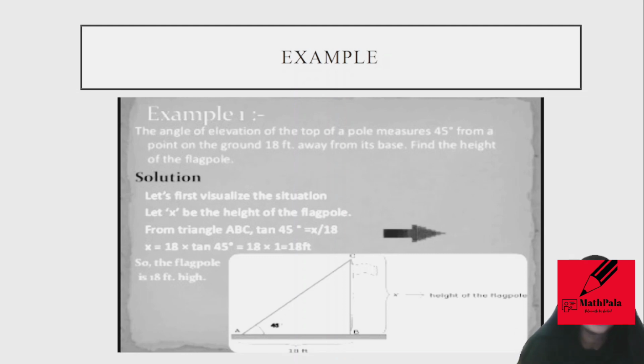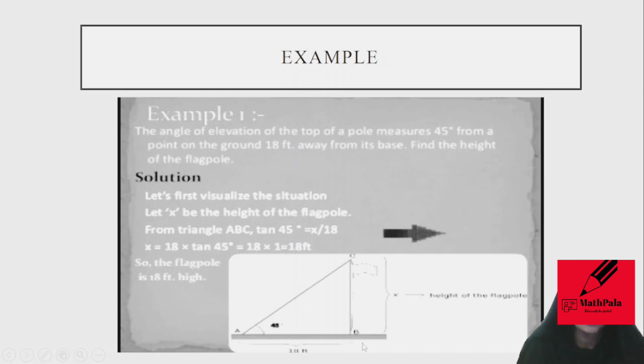In this figure, this is the flag, and this is the eye, or we can say the point from which we need to see the top of the flag and the end of the flag. So this is the angle of elevation, which is given as 45 degrees, and this value is given as 18 feet. What we need to find is the height of the flag. So let us consider the height of the flag as x.